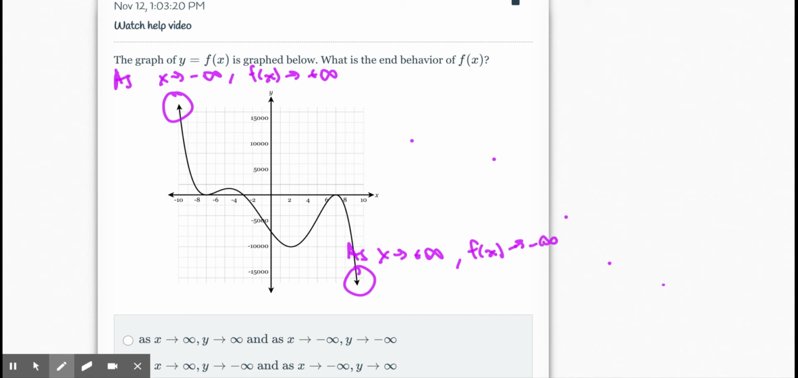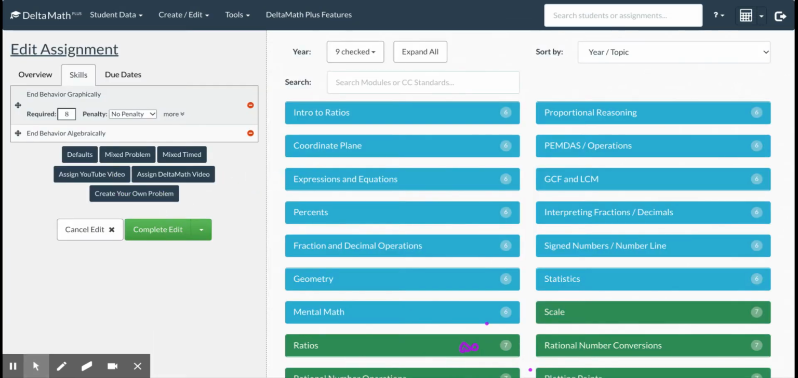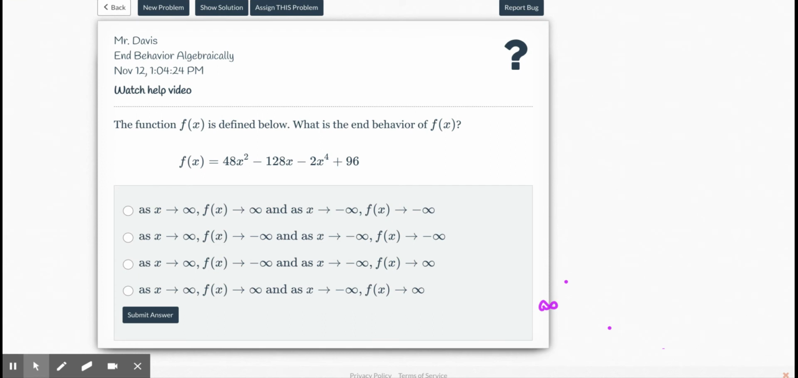Our next part of this assignment that we're going to be doing is looking at the function, except we're not going to be given a graph of it. We're going to be given the actual function, and then we have to make these same determinations. So we're going to flip back here a sec and look at the next one. This is called the end behavior algebraically. So the previous one was the end behavior graphically, and this one is algebraically.